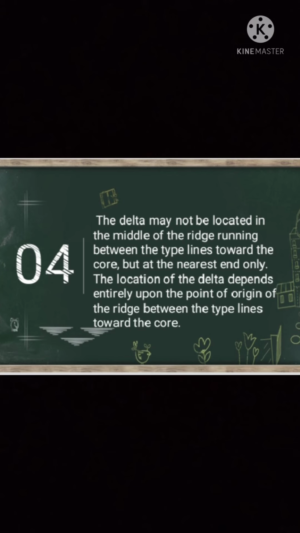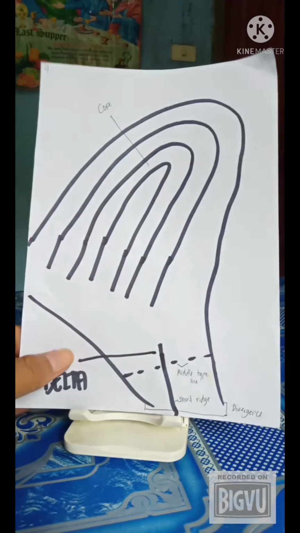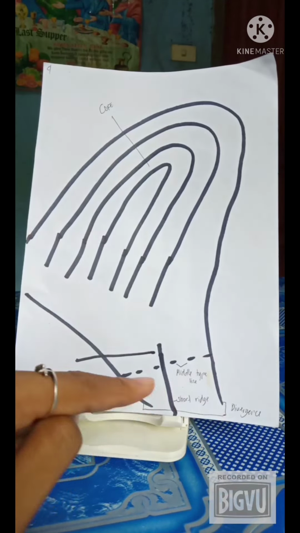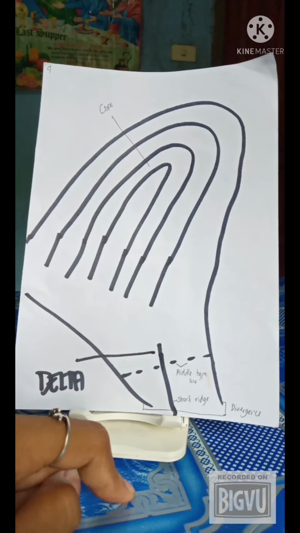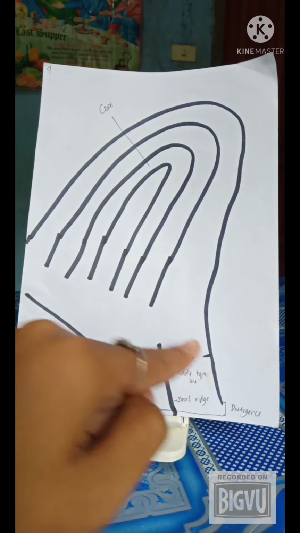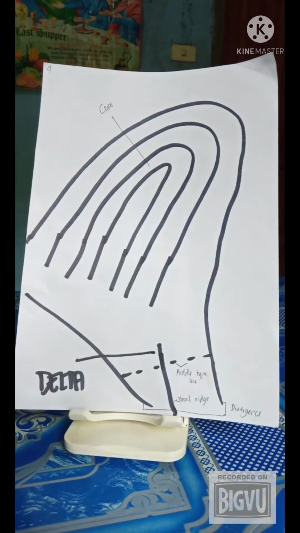Rule number 4: the delta may not be located in the middle of the ridge running between the type lines toward the core, but at the nearest end only. The location of the delta depends entirely upon the point of origin of the ridge between the type lines toward the core. In rule number 4, let's say the point of divergence is in here. They are facing each other. So let's say there is a ridge running in the middle of the type lines here. The short ridge could be one of the delta formations. With that, we're going to locate the delta in here.